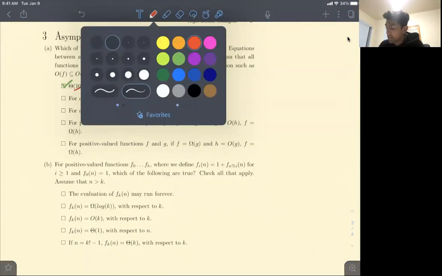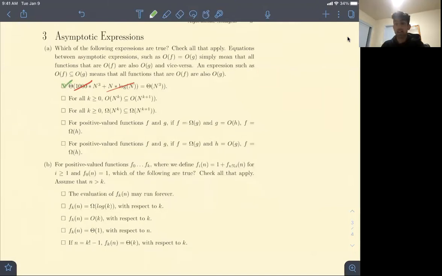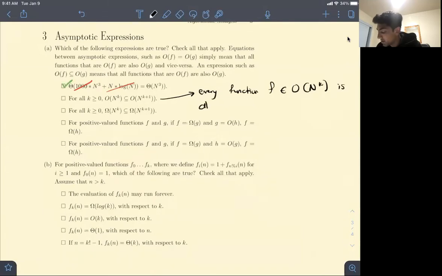So looking at this next one here, let's try to think to ourselves of what this means, maybe in simpler terms. What this thing is saying is that for all k greater than or equal to 0, big O of n to the k is a subset of big O of n to the k plus 1. Okay, so looking at that in different terms, this thing is saying that every function f that's big O of n to the k is also big O of n to the k plus 1.